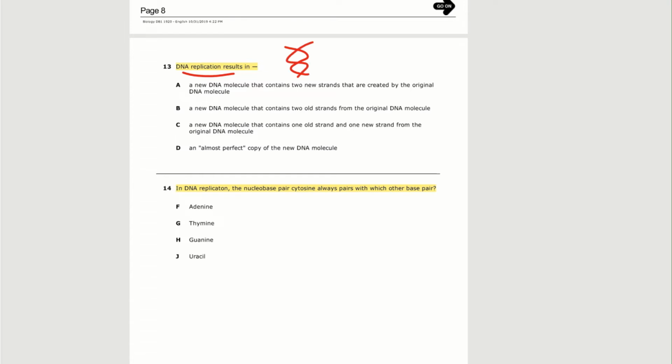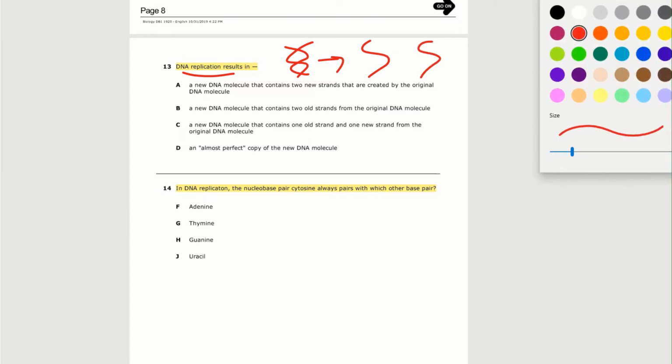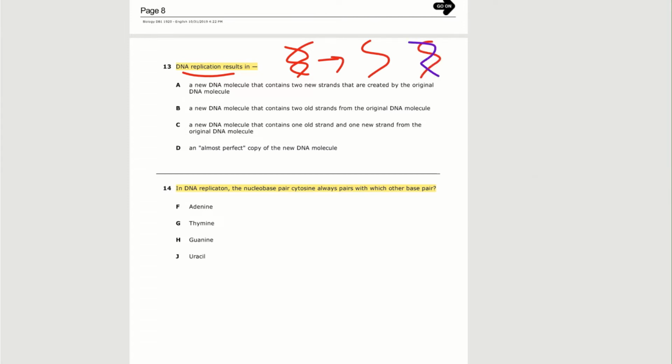Remember we start off like that? And then we end up with half new and half we keep original. A new DNA molecule that contains 2 new strands? No. A new DNA molecule that contains 2 old strands? Obviously, it had to do with the new and an old, right? A new DNA molecule that contains 1 old strand and 1 new strand. Yeah, I think C is the answer.